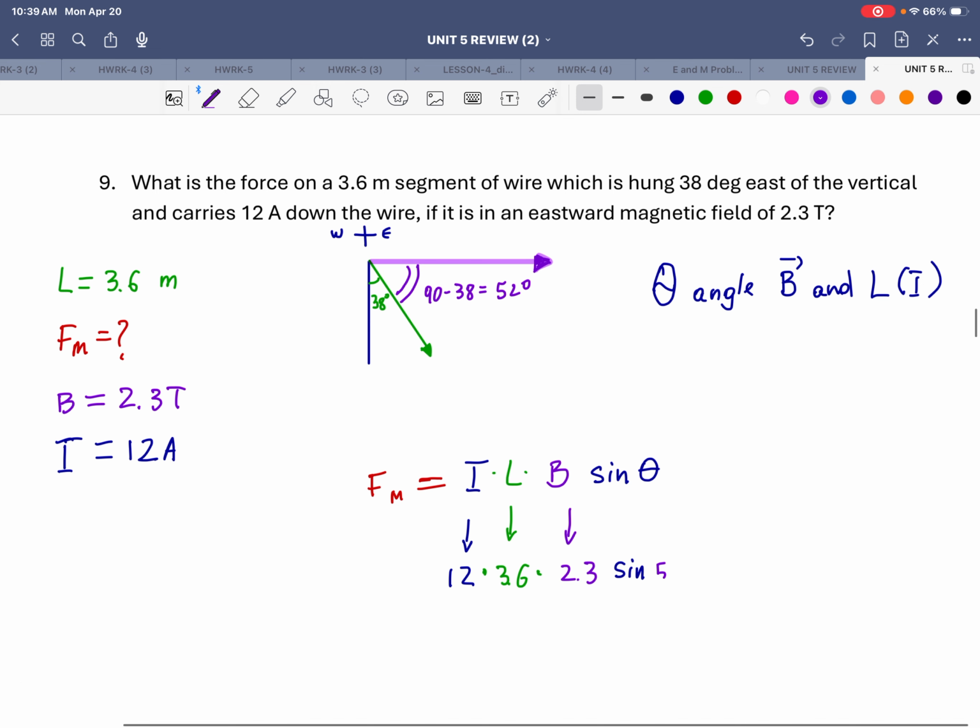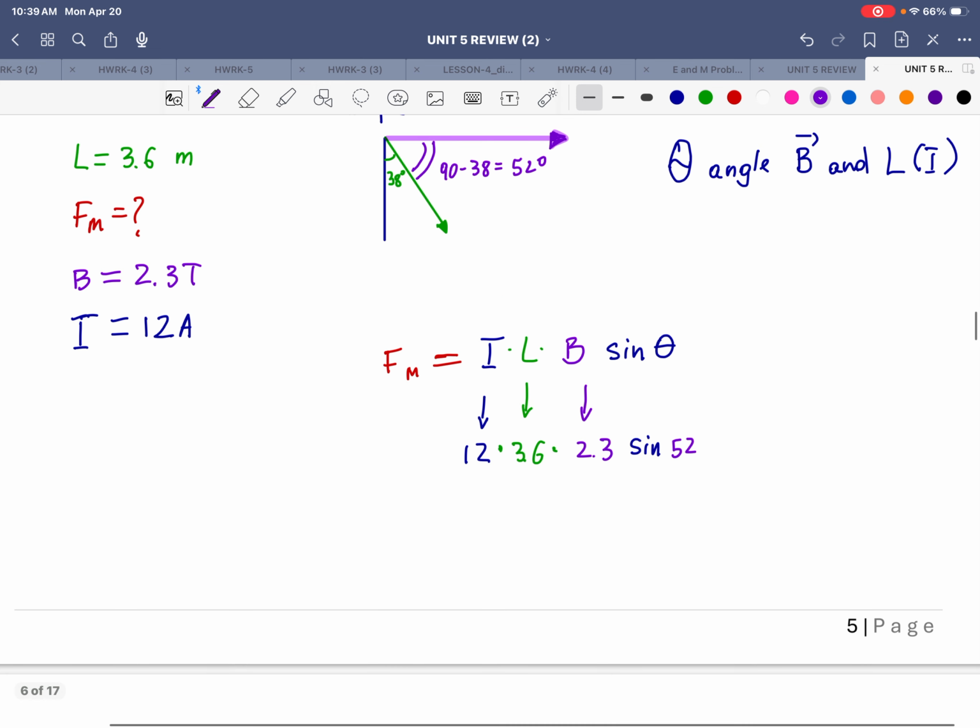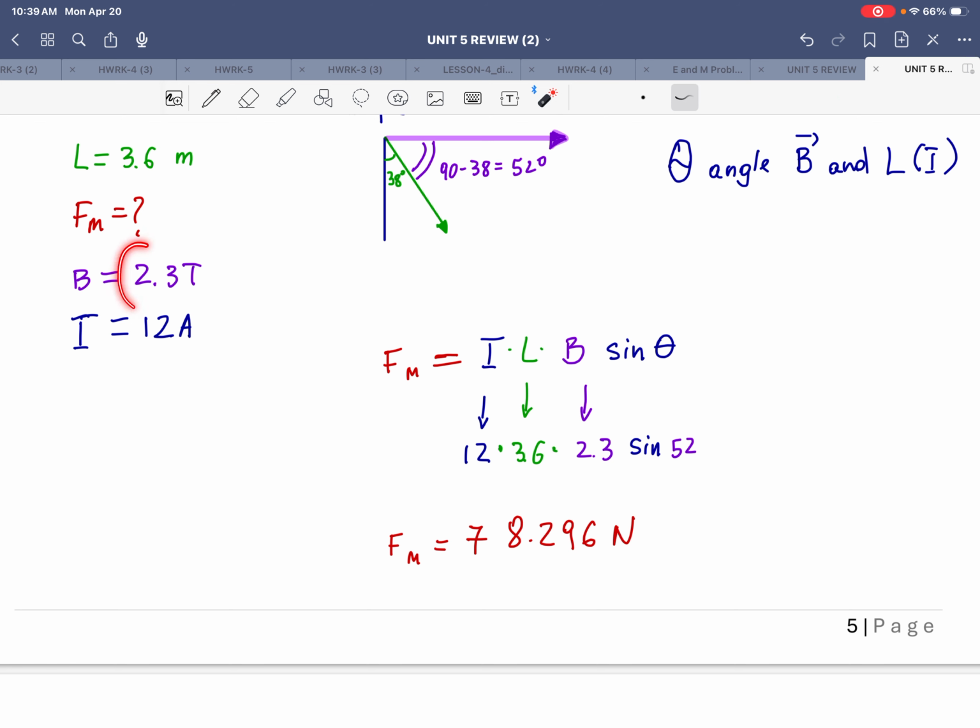And all you have to do is simply use a calculator and punch the numbers in. Don't forget to state the answer to correct significant digits. And we have 12 times 3.6, multiplied by 2.3 and multiplied by sine of 52. The calculator has to be in degree mode. And that is 78.296, and this is going to be in newtons. You see that we have 2 sig figs in here. So we're going to say that the magnetic force is 78 newtons.